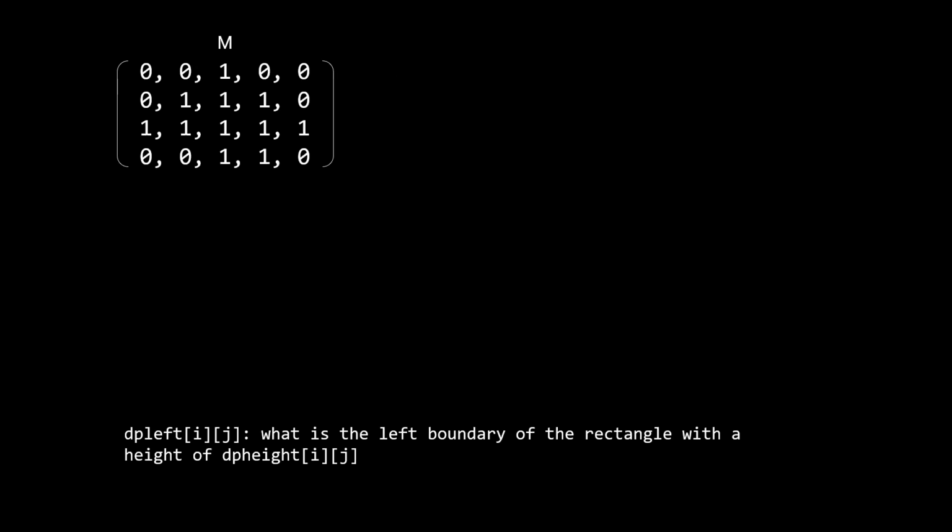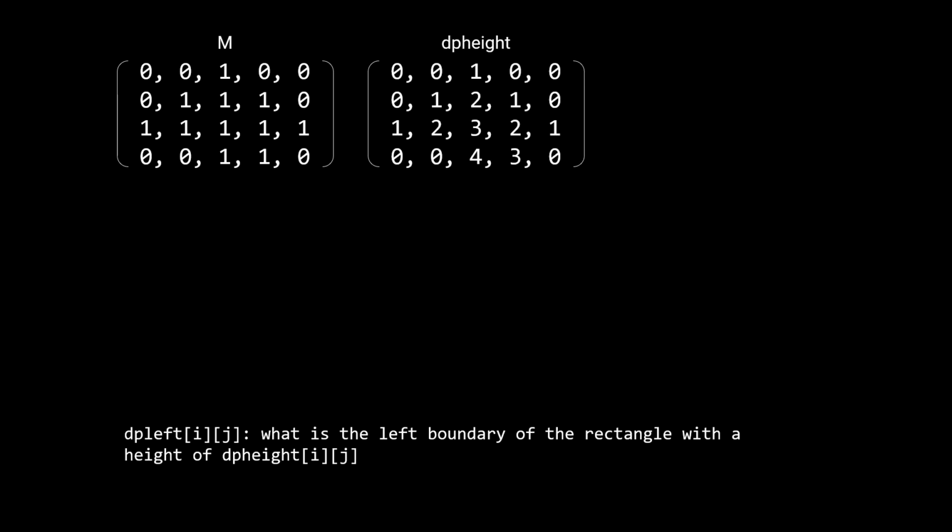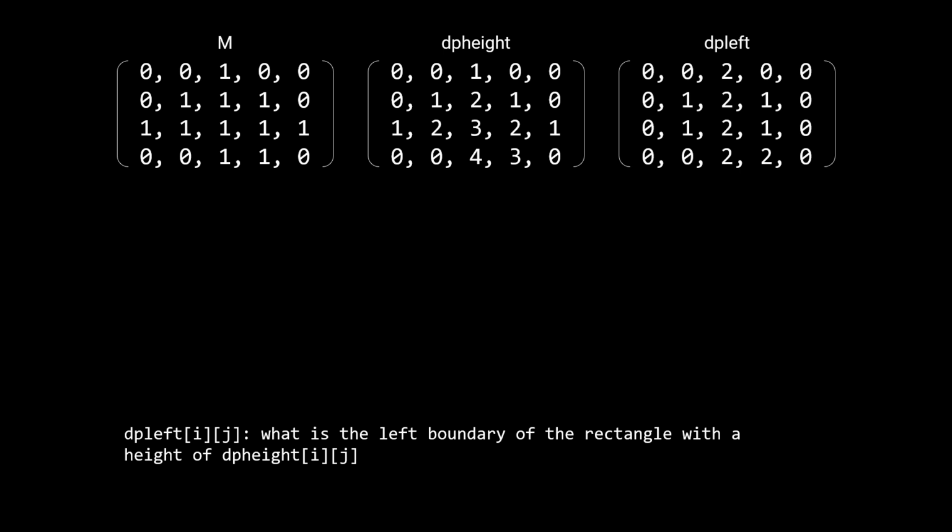The elements in the left boundaries table are supposed to represent the answer to the question, what is the left boundary of the rectangle with the height from DP height, which is the DP table we just discussed a second ago. For this new input here, from our heights discussion earlier, it should make sense that this is what the heights DP table would look like. Now this is what the left DP table would look like.